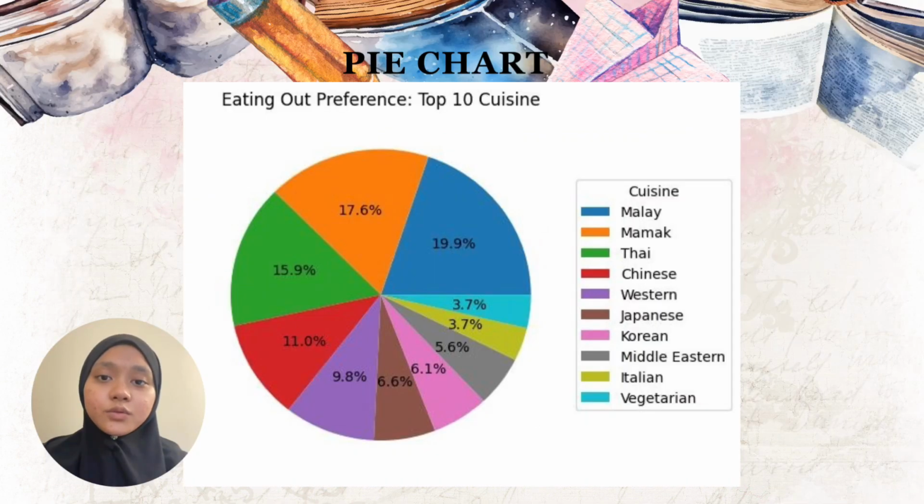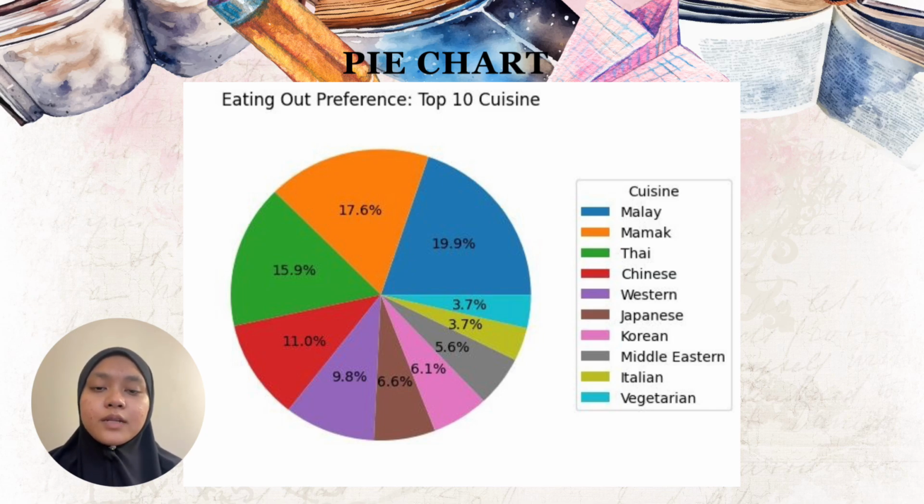The pie chart shows eating out preference top 10 cuisine. The survey aims to investigate the most popular cuisine chosen by people when eating out. As you can see from the graph, Malay cuisine is the most popular choice while Italian and vegetarian are the least. It can be seen that nearly one-fifth, which is 19.9% of respondents, prefer Malay cuisine when eating out.